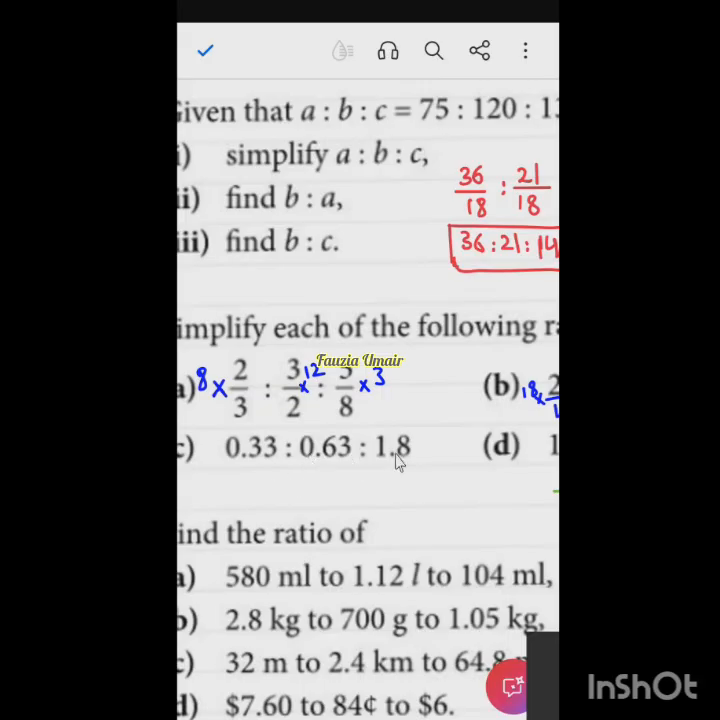So now what about C part? Again, there are three decimals. So what can we do? We can change them into fractions. Very good. So this will be 33 by 100. Then this will be 63 by 100, and this will be 18 by 10. So now this is only 10. To change it into 100, we will multiply it with 10 over 10. So what will this be now?